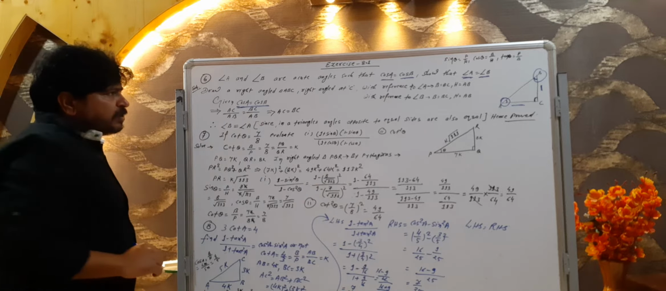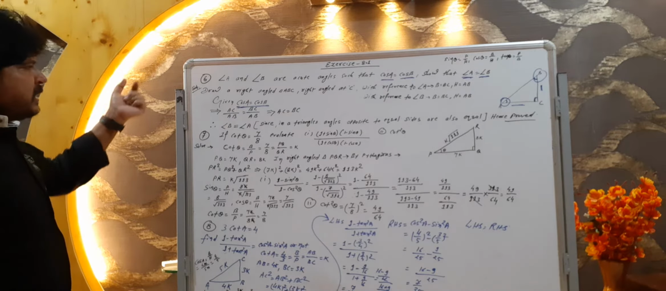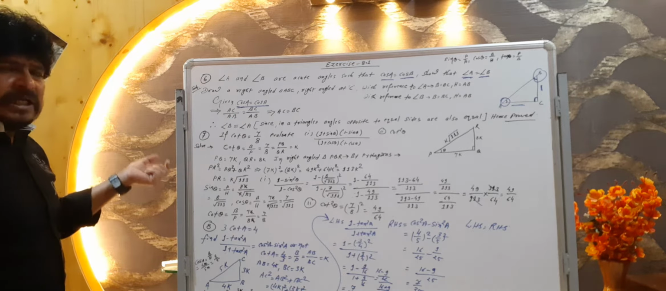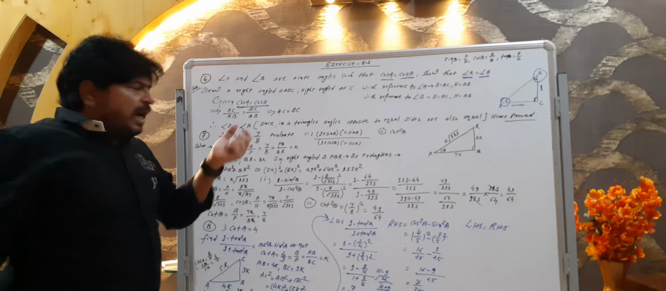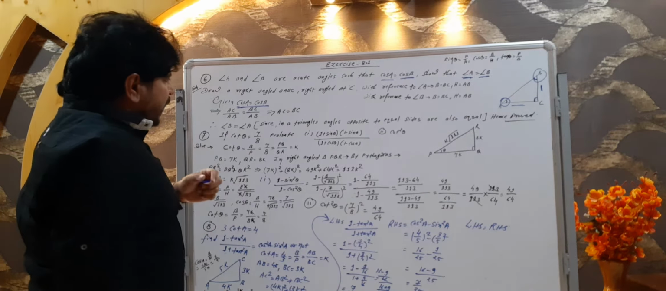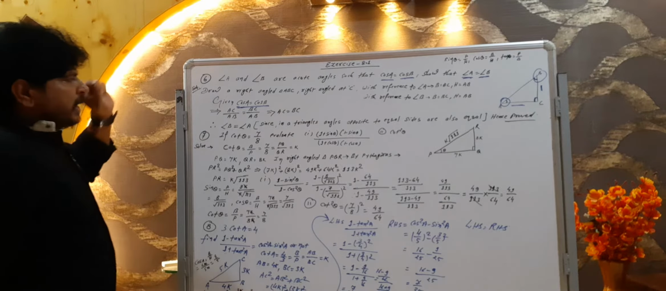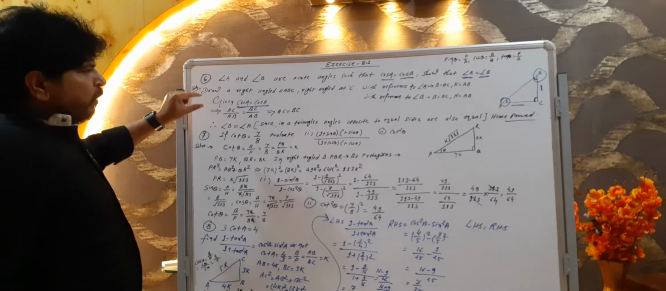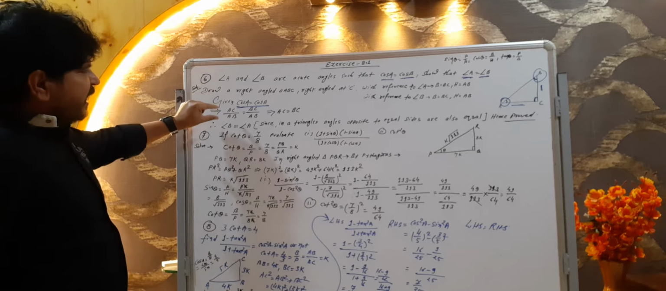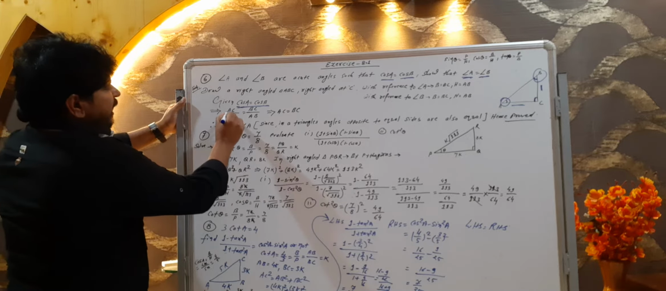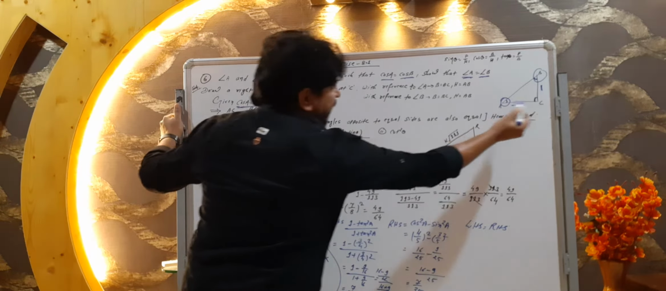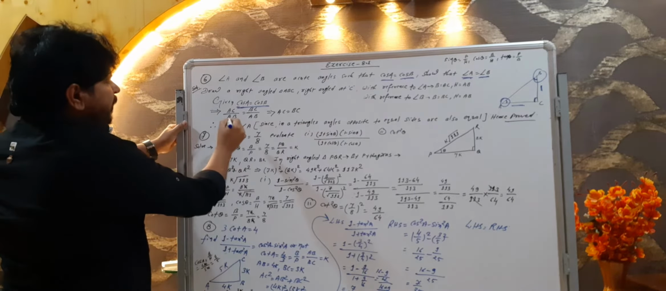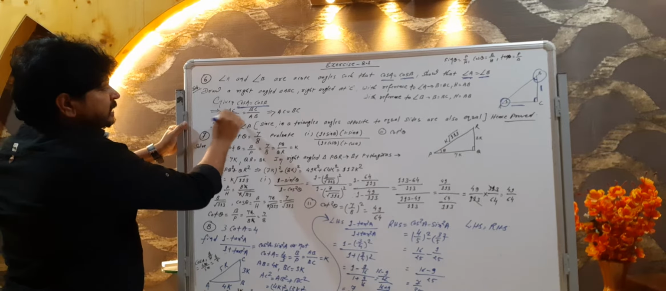Now what is the given condition? Cos A is equal to cos B. We know very well that cos A, cos B, or cos theta, whatever it is, is equal to base upon hypotenuse. So first of all, we are going to see cos A. What is its base? AC. So cos A is AC upon AB, where AB is the hypotenuse.